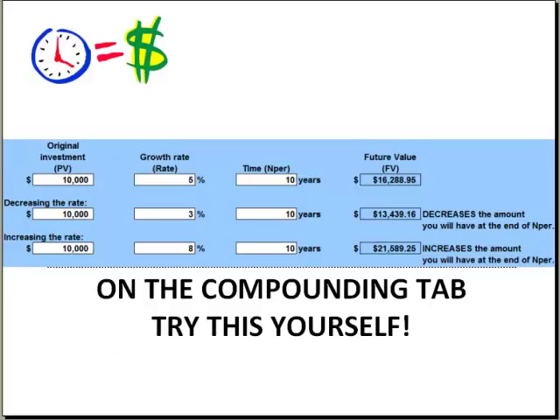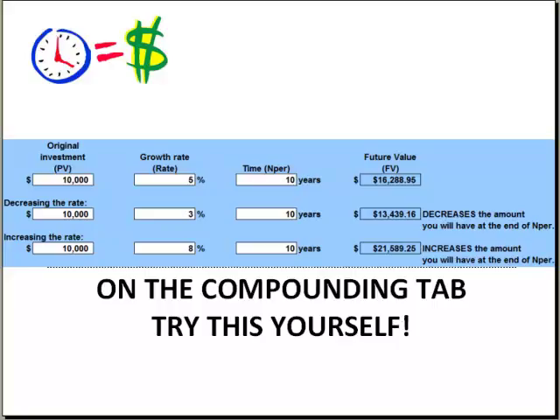Let's take a look at a sample problem that I have put into an Excel spreadsheet I provided for you to download. I entered $10,000 as my original investment, which is a certificate of deposit or CD that I got at my bank. My CD earns me 5% per year, so I entered that amount as the growth rate. If I hold the CD for 10 years, I will have $16,288.95 at the end. Not bad.